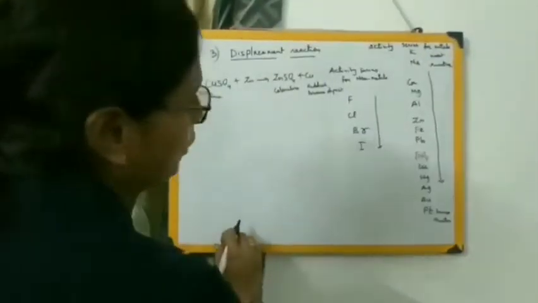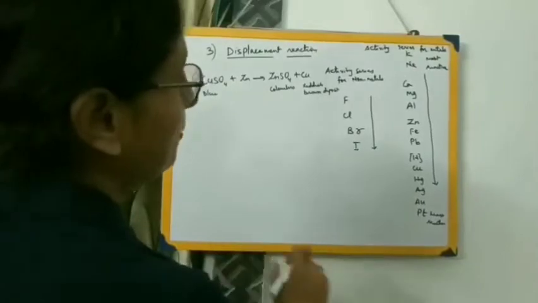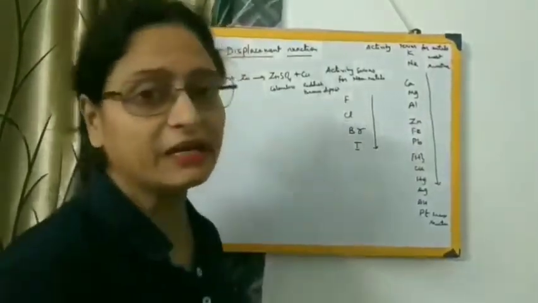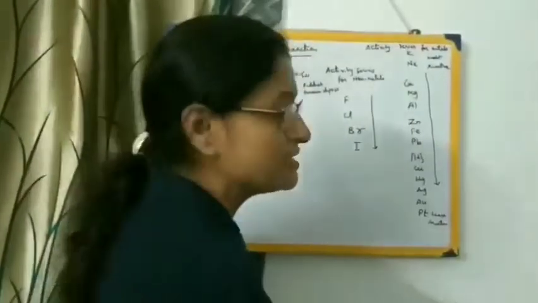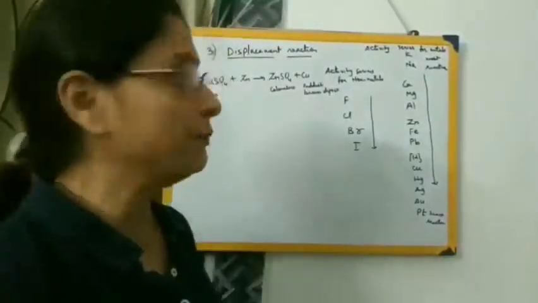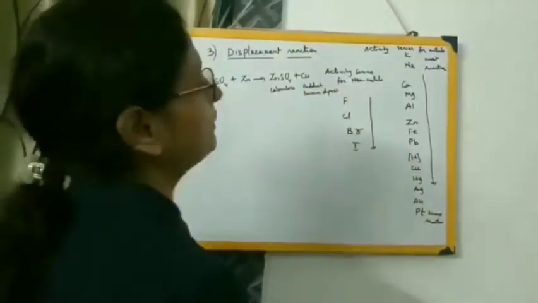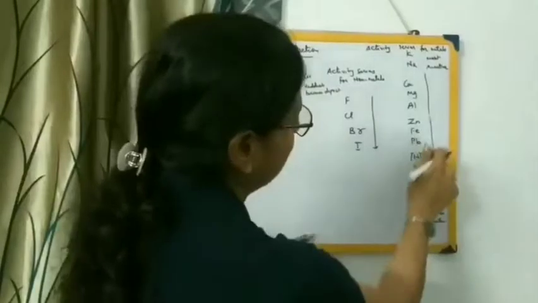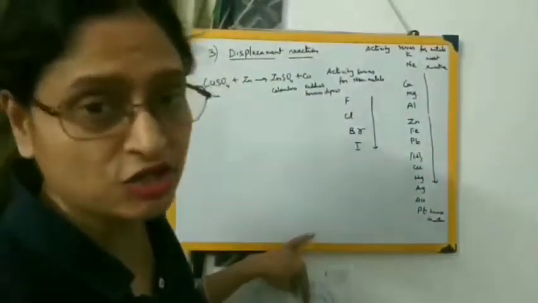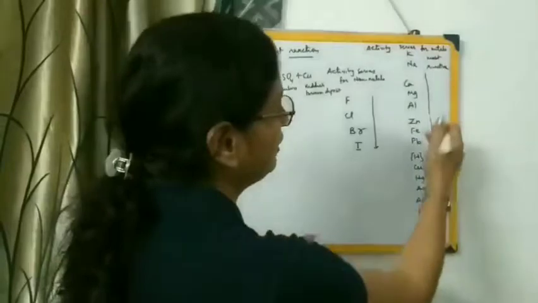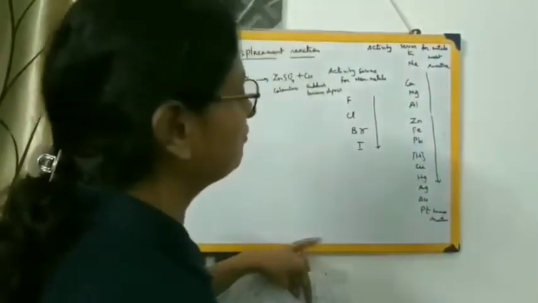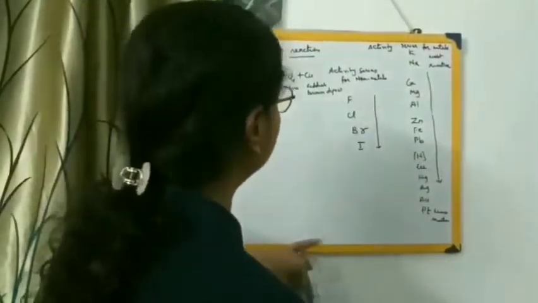So these types of reactions, where a more active element, that means the one which is at the top in the reactivity series, displaces the one which is least active, we call a displacement reaction. And we find that the greater the gap between these elements, the easier the reaction will be. If the two elements are placed very near to each other, then the displacement reaction will be very difficult. If they are far away from each other, then one will very easily displace the other.